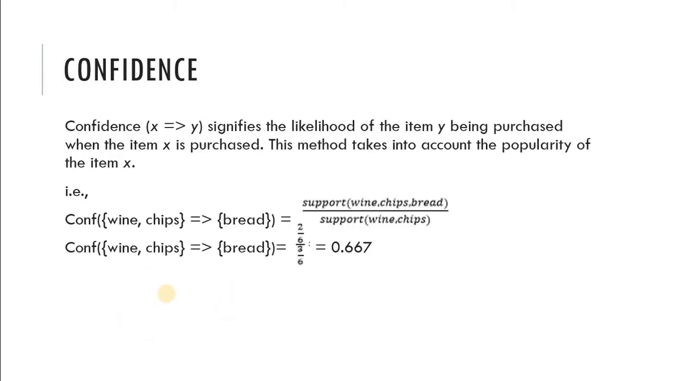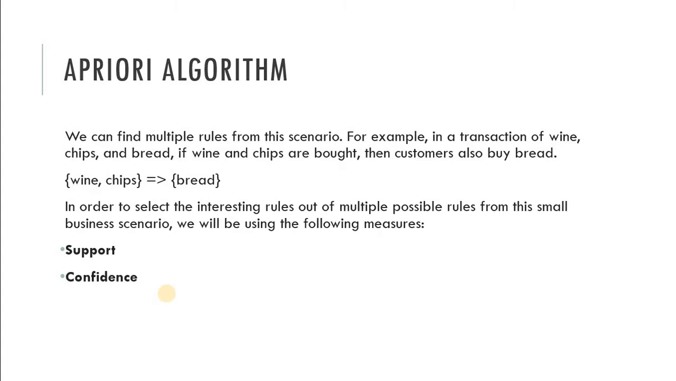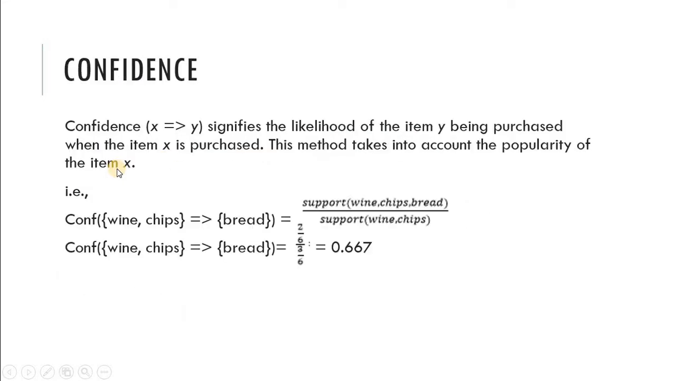Next is the confidence. Support doesn't consider the outcomes, and the confidence considers the outcomes also. Suppose here wine and chips implies bread, so confidence also covers the bread to calculate the measure of the association rule. The confidence of X implies Y signifies the likelihood of the item Y being purchased when X is purchased. So this method takes into account the popularity of the item. The confidence is the support of wine, chips and bread together divided by the support of wine and chips.